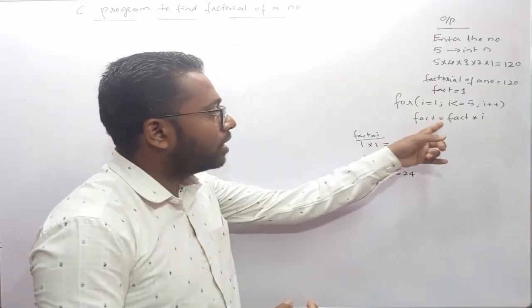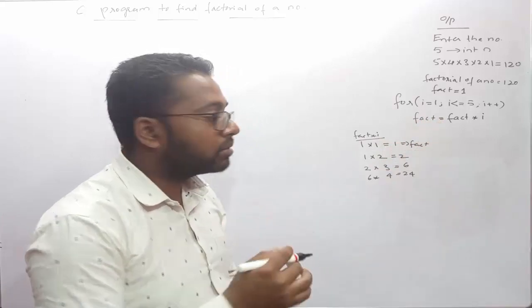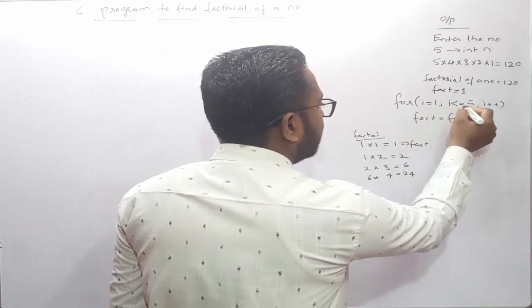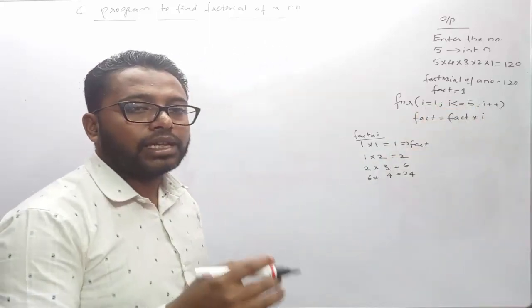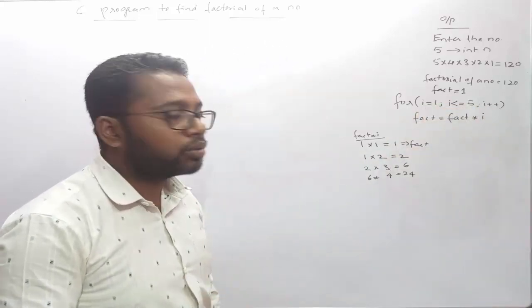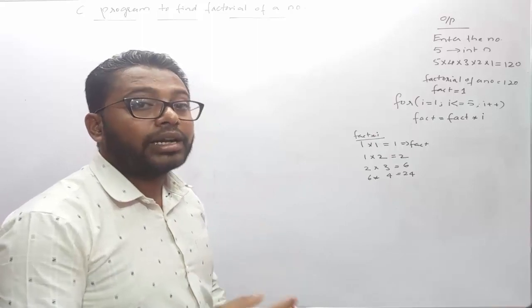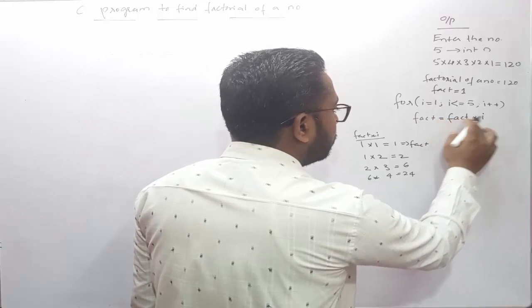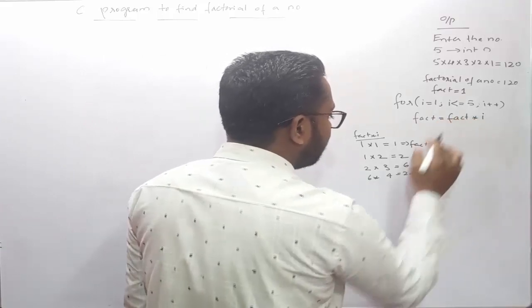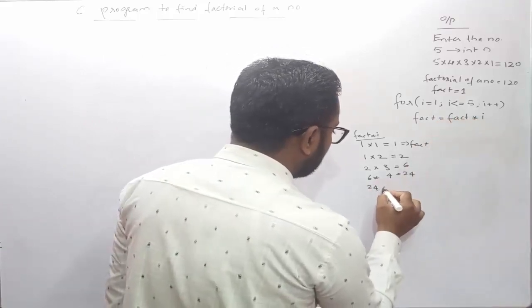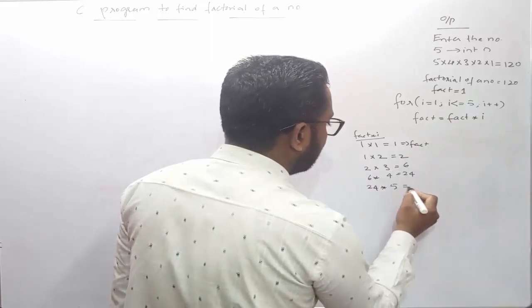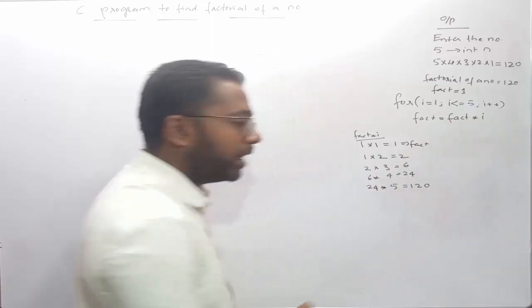Then again i value gets incremented by 1. Now i becomes 5. For the value of i equals to 5, again this condition gets evaluated. 5 is less than or equal to 5. Yes, condition becomes true. 5 is not less than but equal to 5. That's why control comes inside the for loop to execute this expression. Now the fact value is 24 into i value 5 is equal to 120.